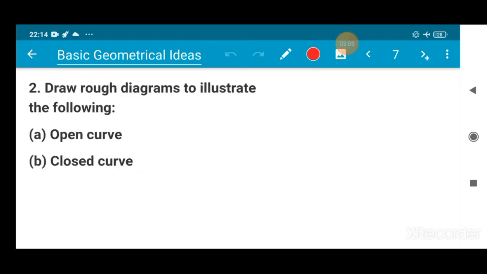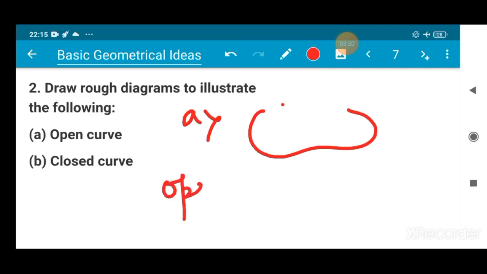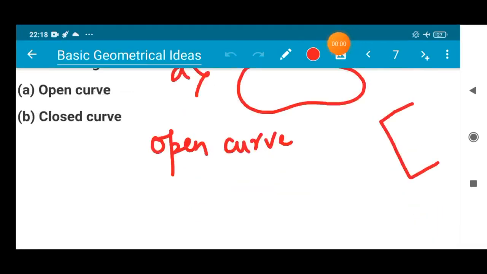Proceeding to the next question. Draw a rough diagram to illustrate the following. Number A, open curve. So you have to draw any figure which will represent open curve. So if I draw it like this, it will represent open curve. This is a rough diagram I have made. You can draw any figure which will represent open curve. Next, I can represent like this also. So this figure is also representing an open curve. Let me give the figure number A here, B here.